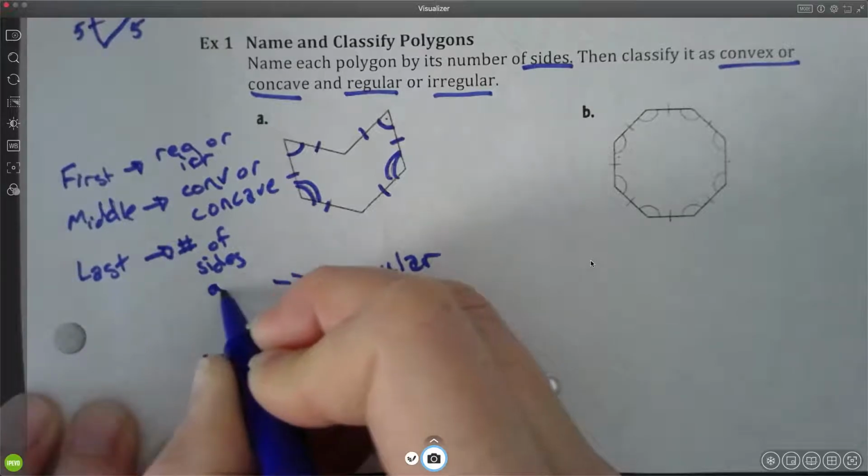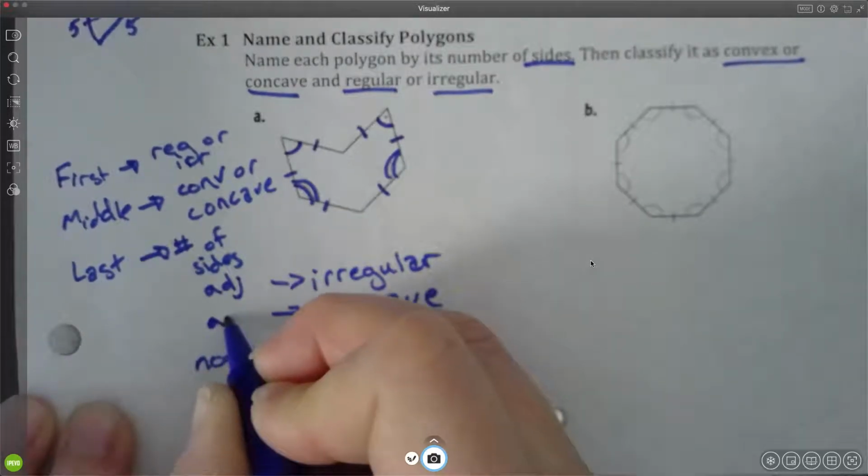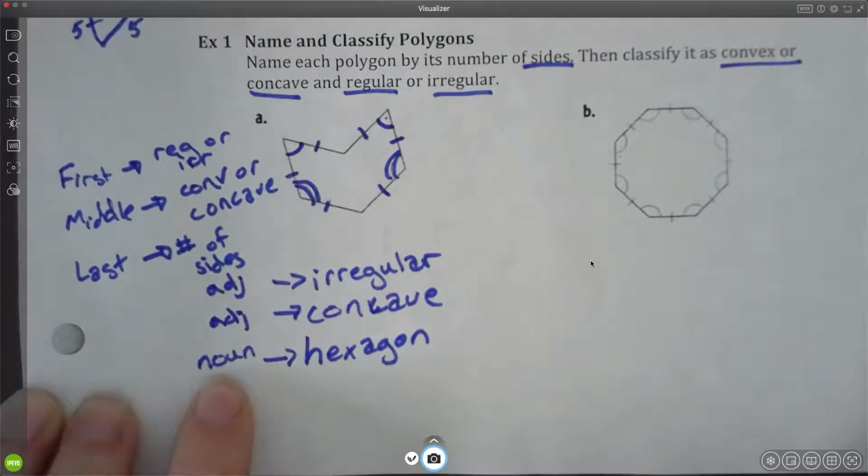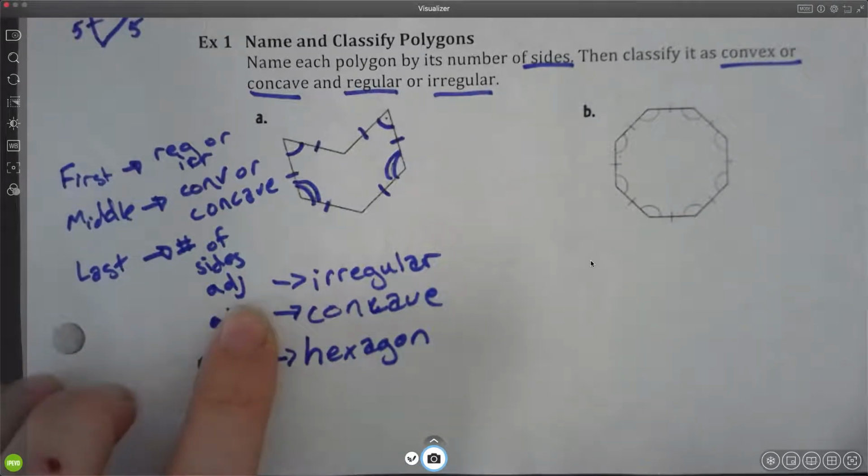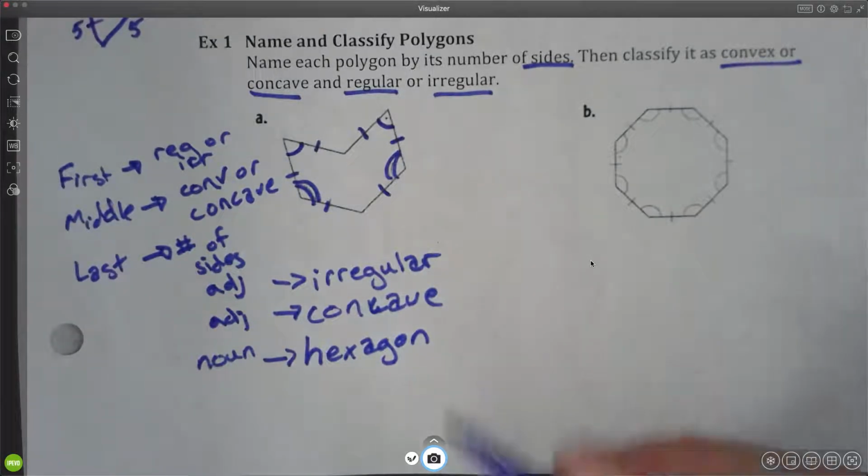Irregular is an adjective, and concave is an adjective. So we want to make sure the noun is listed last, right? We want to give two things that describe our noun. So we always list the last name as the number of sides because that's a noun, okay?